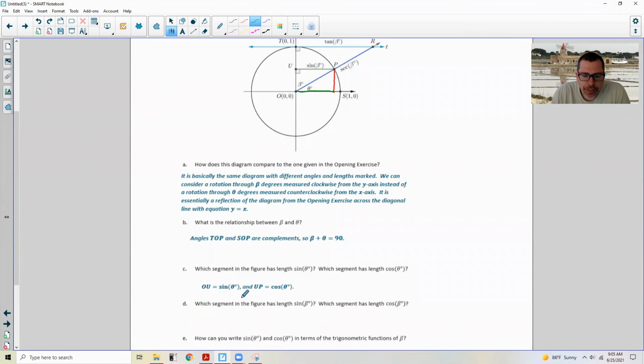D says, which segment in the figure has a length of sine beta? Okay, so sine beta is right here, it's UP. So UP equals sine beta, and OU equals cosine beta. So notice what's happening here. OU equals sine theta, but OU equals cosine beta. UP equals cosine theta. UP equals sine beta.